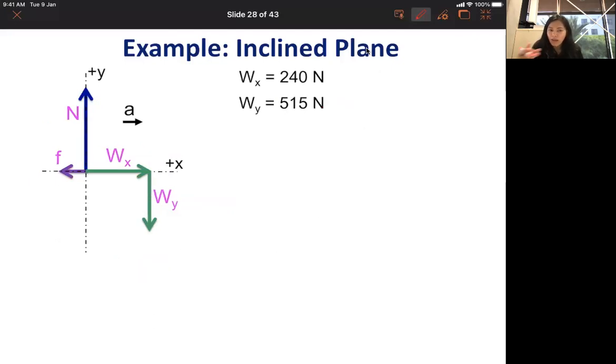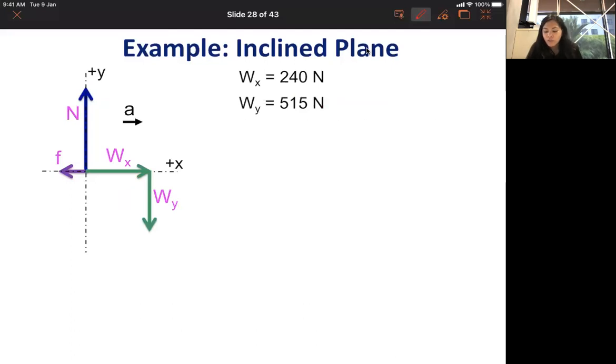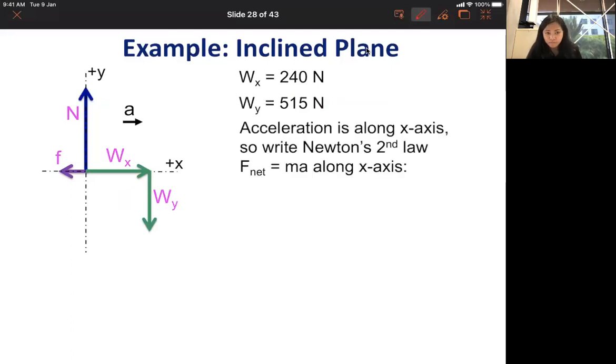So once we now have the x and y components for the weight force, we can now solve for the acceleration. Notice we assigned the acceleration to be along the slope, and we said that the slope will be our x-axis. So that means we're getting the acceleration along the x-axis. So we write Newton's second law of motion along the x-axis. Net force along the x should be equal to the mass times acceleration along the x.